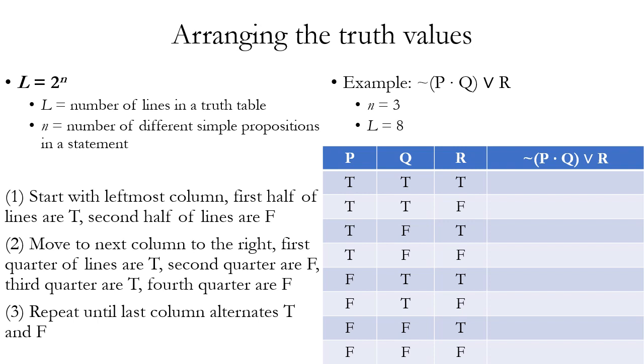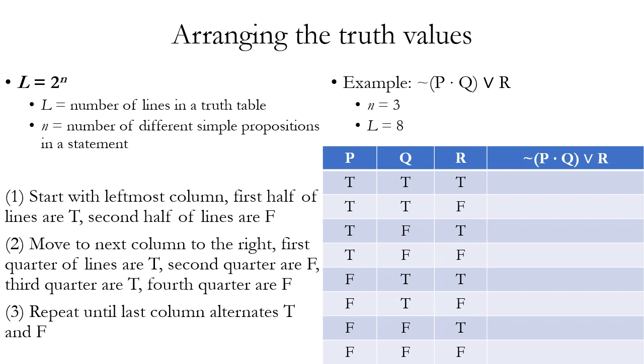And for the same reason, whenever you add another simple proposition, like in this case we have R, we have to double the number of rows in the truth table again from 4 to 8. Likewise, if we had 4 simple propositions, our truth table would need 16 rows. So the convenient way of calculating this is just by plugging in to our equation the number of simple propositions for n, and then we can calculate the number of lines or rows in our truth table.